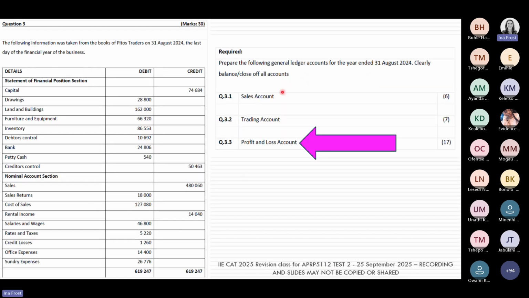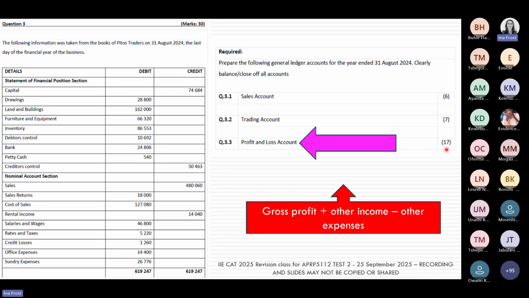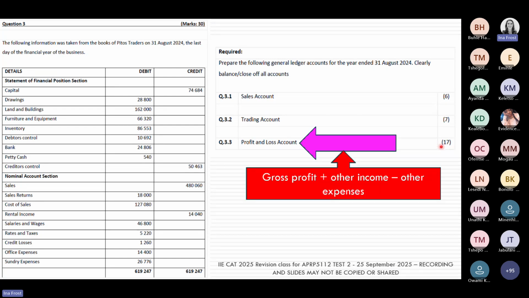Okay, so we've done the sales account, we've done the trading account, and now the next thing they want us to do is the profit and loss account. And you can see that one has been allocated quite a few marks. That's 17 marks. So remember now, into your profit and loss account, we start with the gross profit. So we're going to start with our answer from 3.2. We're going to add the other income accounts, and we're going to subtract our other expenses.